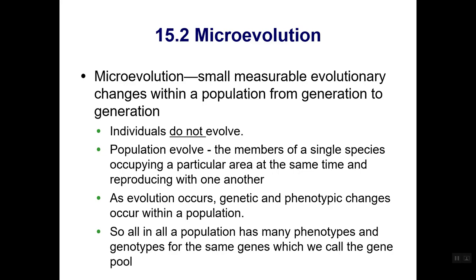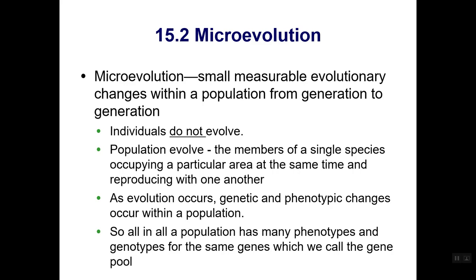Our genotype is what we have once we were conceived, when sperm and egg fuse, and that's what we get. We got those genes from our parents. It doesn't change after that, because after the zygote is formed, mitosis continues until we become adults. So all of our cells have the same genotype, the same genome. So individuals do not evolve, rather populations evolve. The members of a single species occupying a particular area at a given time that reproduce together make up a population, and that is what evolves over time.